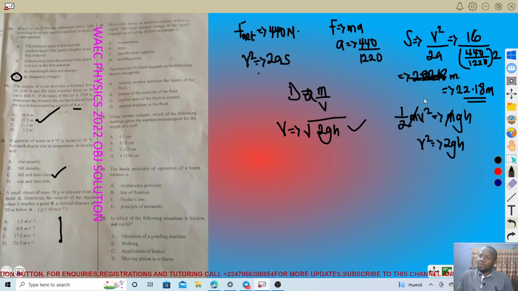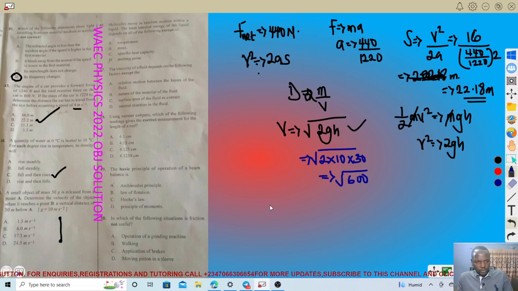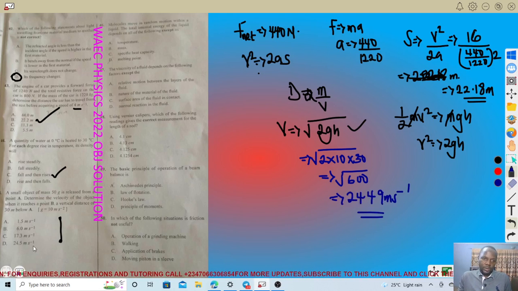Then you can apply the formula directly. That is what I'm going to do if I'm you. The mass is irrelevant in that kind of question. The square root of 2 times 10 times the height, which is 30. So this is the square root of 600. The square root of 600 should be, I don't know, maybe 24.5. Let's check it out. Yes, it should be 24.49. So I think that is also a direct question.